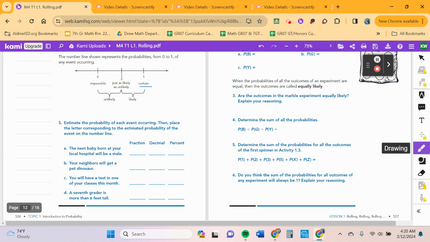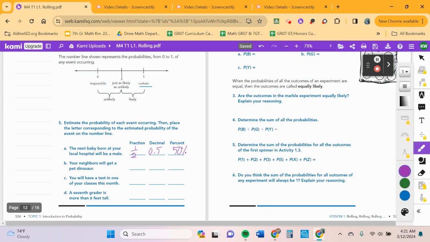Let's use purple. A says, the next baby born at your local hospital will be male. Well, you can only have 2 different types of babies, male and female. So I know that this is just as likely to occur, which I know as a fraction is written as 1/2. A decimal, I'm helping you out here because this is what you're filling in your table, I know is written as 0.5. And as a percentage, I know there is a 50% chance. And that is how you're filling in number 5.